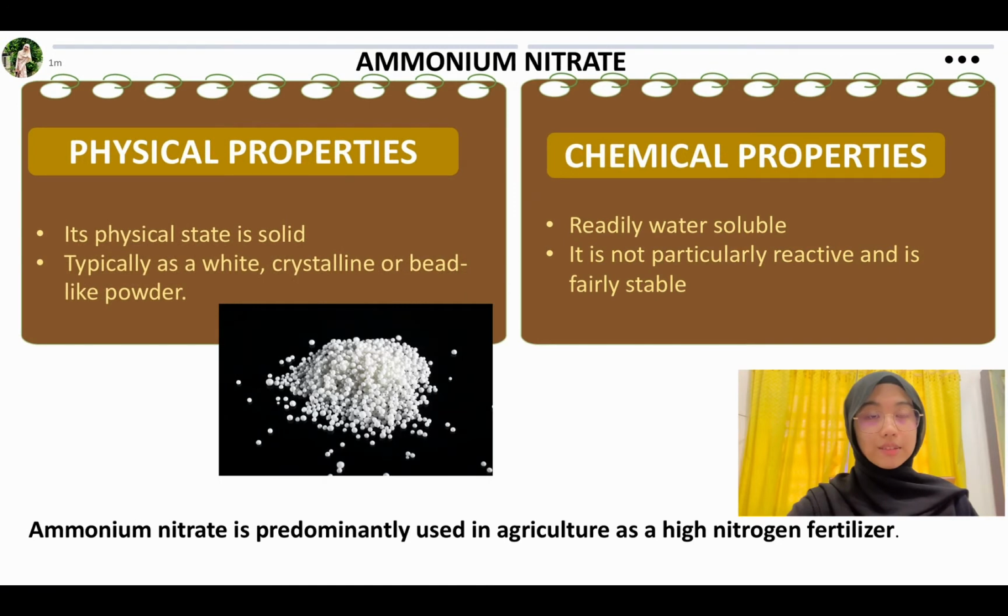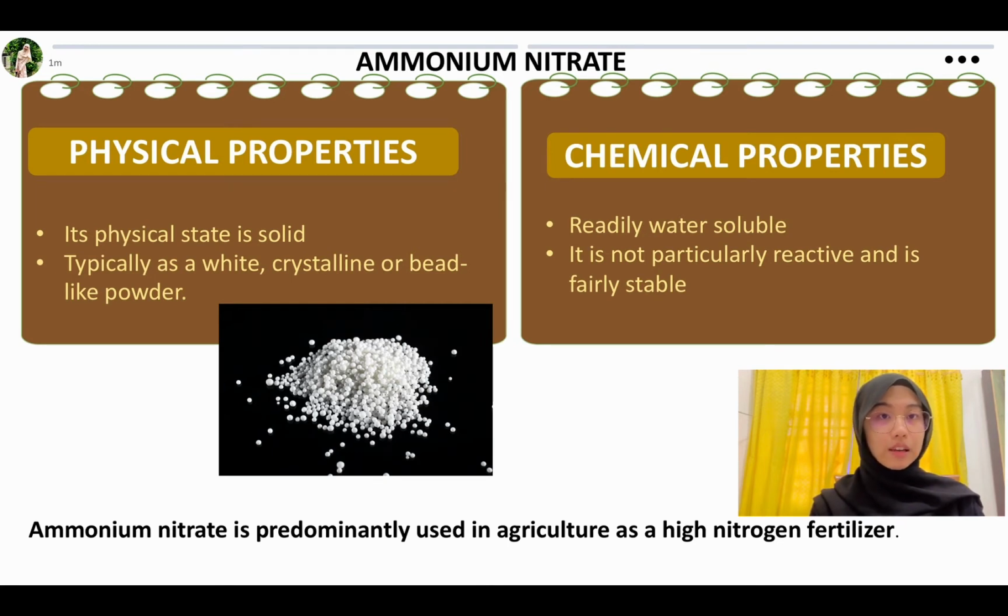The physical properties of ammonium nitrate: its physical state is solid, typically a white crystalline or bead-like powder. The chemical properties of ammonium nitrate: it is readily water-soluble. It is not particularly reactive and is fairly stable. Ammonium nitrate is predominantly used in agriculture as a high nitrogen fertilizer. Ammonium nitrate is also a preferred choice as a fertilizer.